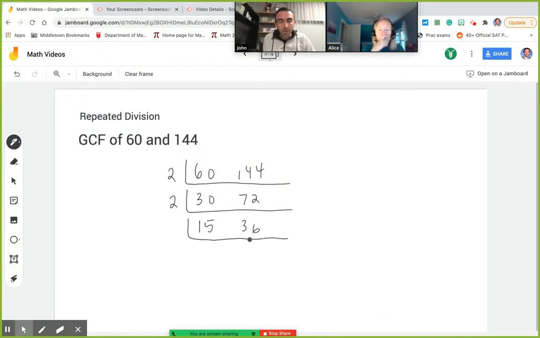15 is not even, so I think I'm done with 2. However, using a little quick trick, adding the digits up, 1 and 5 makes 6, 6 and 3 makes 9. Both 6 and 9 are multiples of 3, so I know that 3 goes into both of these. I'm left with 5 and 12 as my numbers. 5 and 12 don't share anything in common, so I've reached the end of the road, and therefore my greatest common factor is the product of these 3 values that we found went into both of our numbers, which is 2 times 2 times 3, or 12.